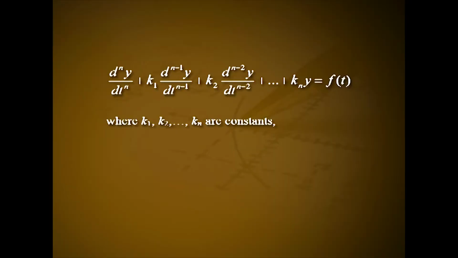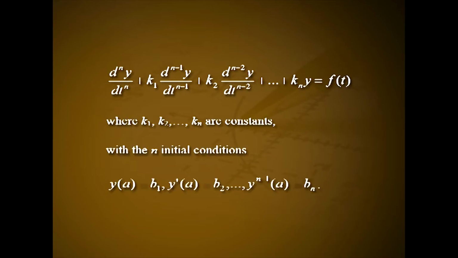Consider the following linear differential equation with constant coefficients: d^n y/dt^n + k1 d^(n-1) y/dt^(n-1) + k2 d^(n-2) y/dt^(n-2) + etc. + kn y = f(t), where k1, k2, etc., kn are constants, with the n initial conditions: y(a) = b1, y'(a) = b2, etc., y^(n-1)(a) = bn. This equation is known as an initial value problem.